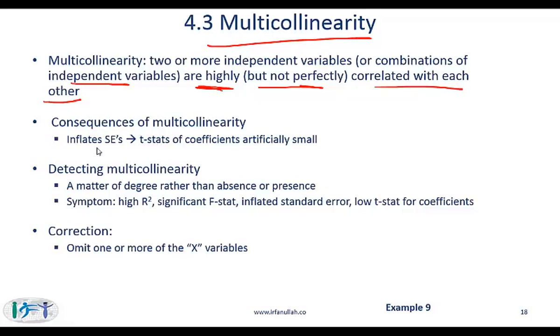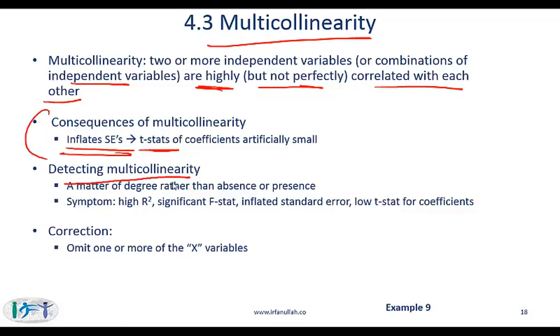What are the consequences? This actually causes the standard errors to be inflated, which is different from our previous two scenarios. If standard errors are inflated, what happens to the t-stat? So the t-stat is going to be lower. If the t-stat is lower, then what happens? You do not reject the null hypothesis, where maybe you should be. Okay, so that's the consequence of multicollinearity.